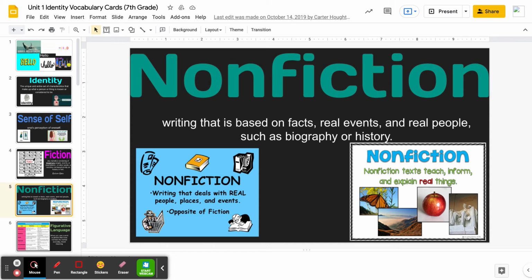Our next word is nonfiction. So this is the opposite. Nonfiction is writing that is based on facts, real events, and real people. These can include biographies or histories. Nonfiction texts teach, inform, and explain real things. They also deal with real people, places, and events, and it is the opposite of fiction.